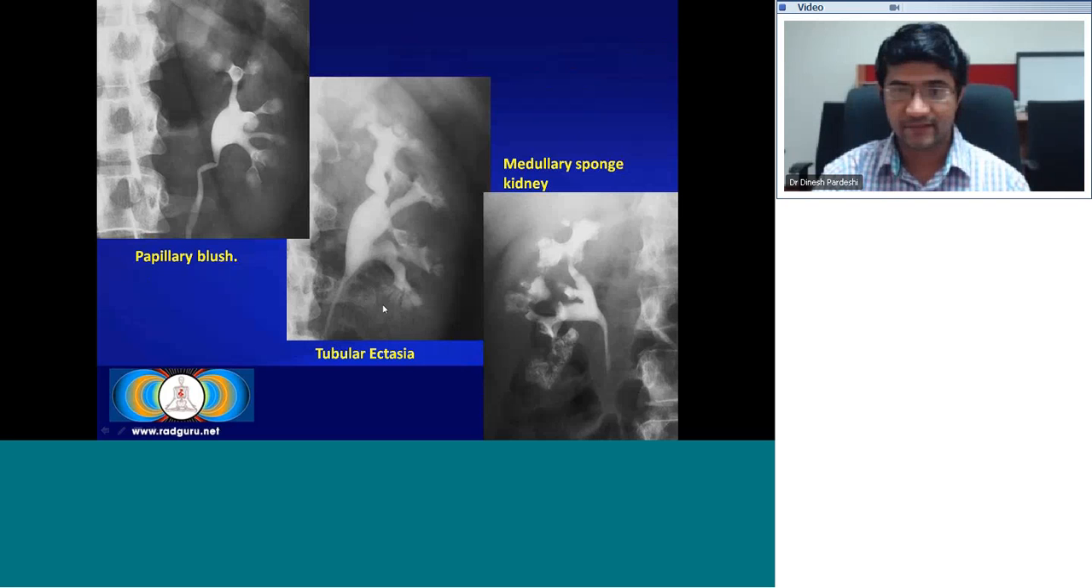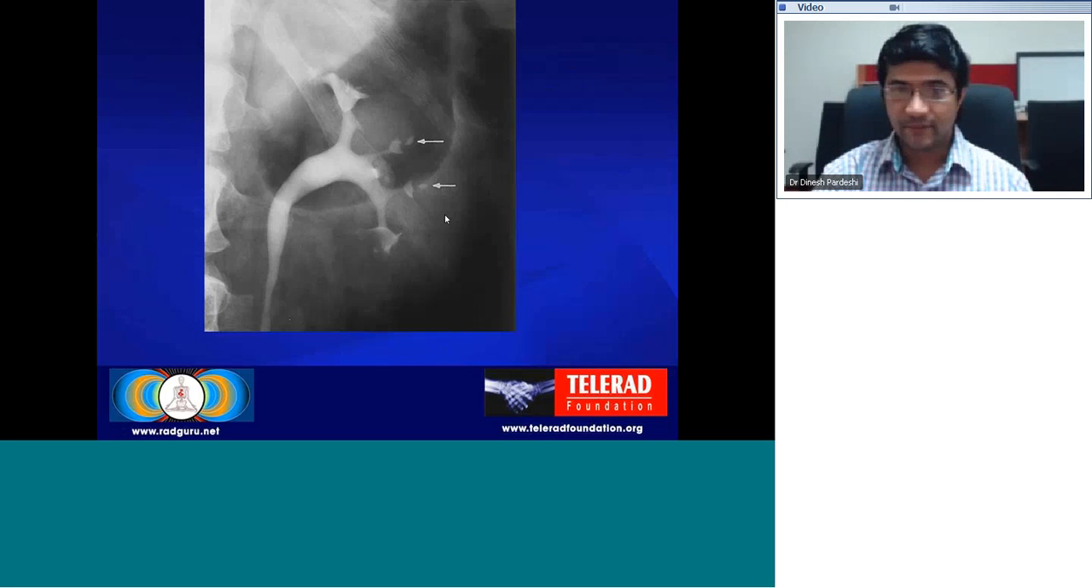As against that, there is increased parenchymal opacity associated with linear striations within. So this is seen typically in patients with tubular ectasia. As against that, along with the papillary blush and tubular striations, there are calculi which are seen here. So this is seen with medullary sponge kidney. Sometimes in some pathologies there will be accumulation of the contrast within the papilla. So this typically occurs with papillary necrosis.